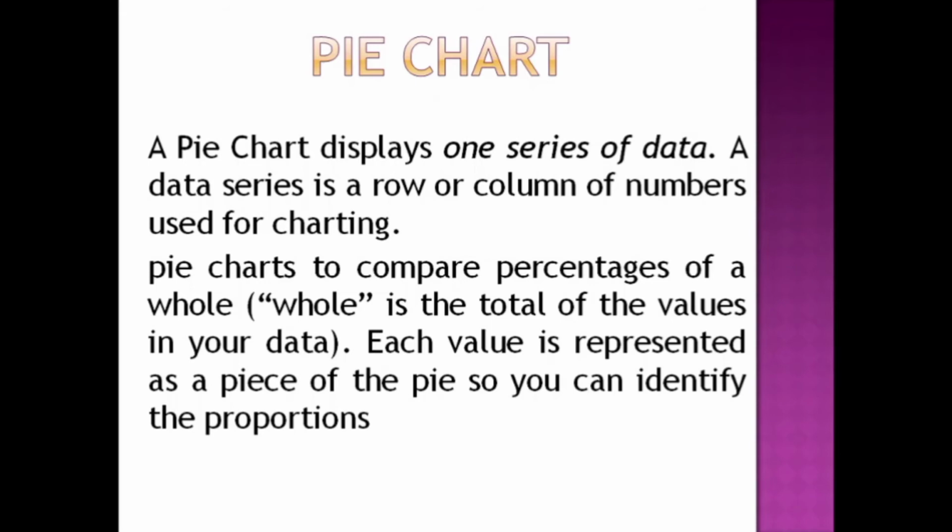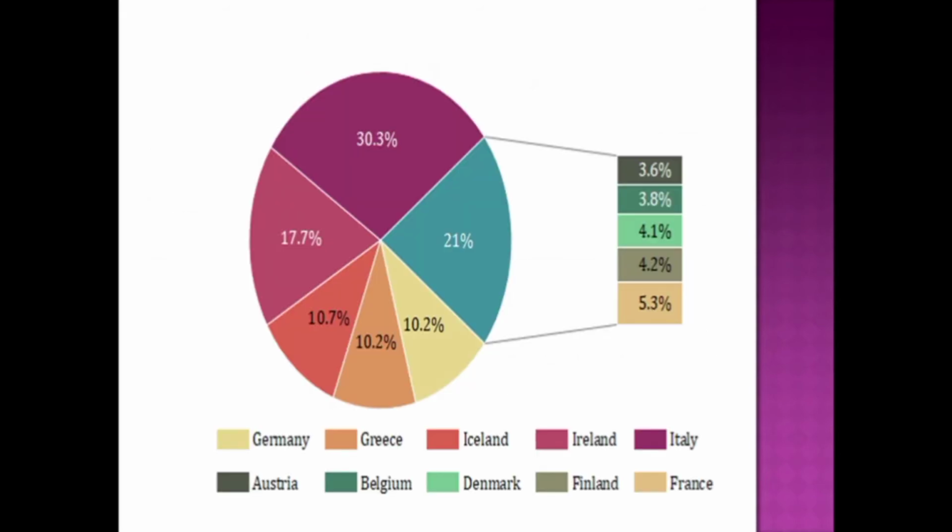Basically it can be used to compare values by using percentages. That total means the whole 360. Each value is represented as a piece of the pie, so you can identify the proportions. Here you have seen the comparison in the pie chart: 30.3%, 17.7%, 10.7%, 10.2%. Here, Italy has 30.3%, and 21.2%, you can just check with the color, and it can represent the household data. This is a very simple chart.